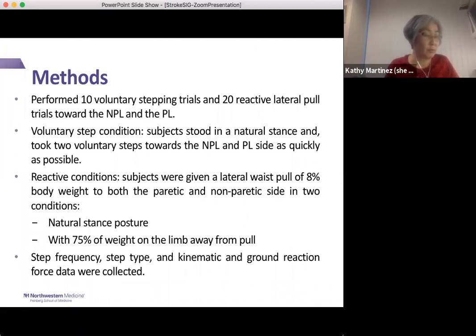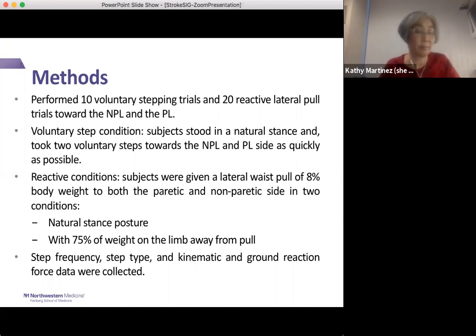Subjects post-stroke stood with each foot on a separate force platform and performed 10 voluntary stepping trials, 5 in each direction, and 20 reactive lateral pull trials, 10 in each direction to the paretic and the non-paretic side. In the voluntary step conditions, subjects stood in their natural stance posture and took two voluntary steps as fast as they could to a go signal towards the paretic and the non-paretic side.